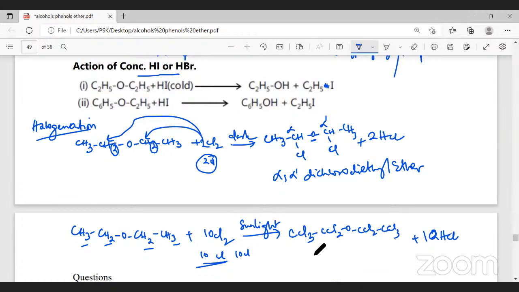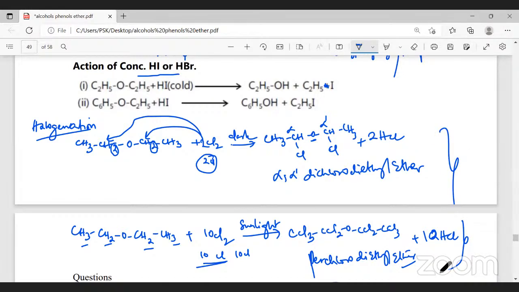So this will be called perchloro diethyl ether. Peroxy means peroxide, meaning more number of oxygen. Perchloro means more. Perchloro diethyl ether. So see the difference. These two reactions are also important, right?